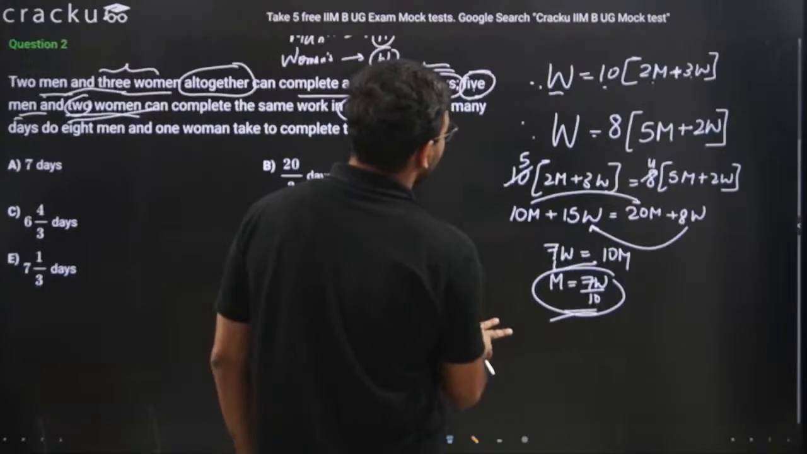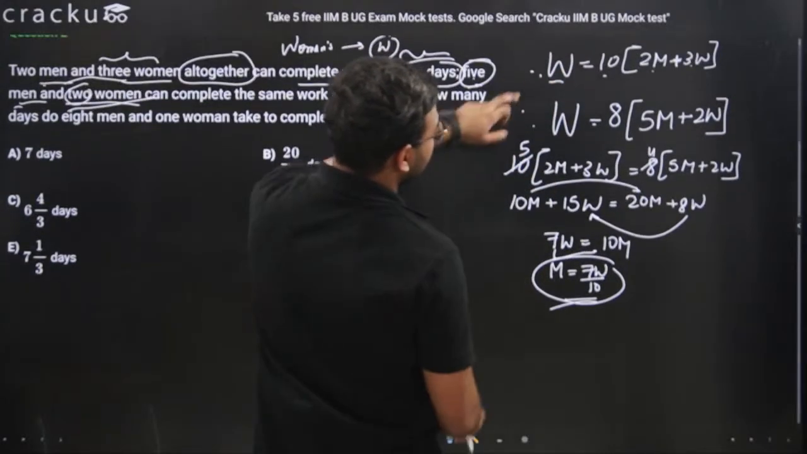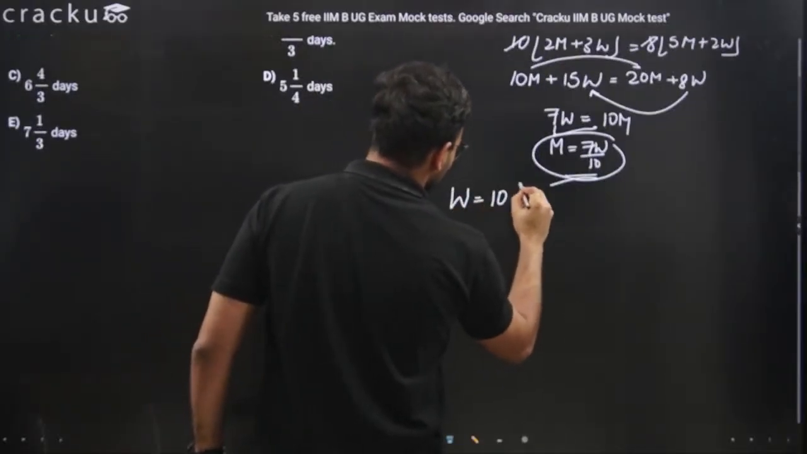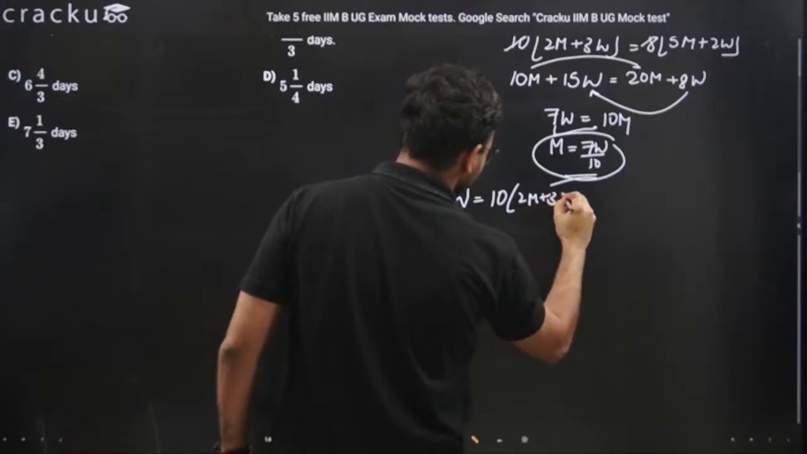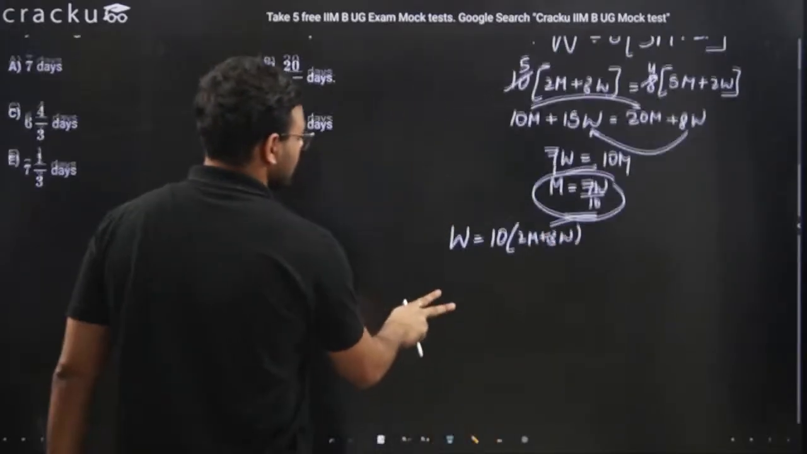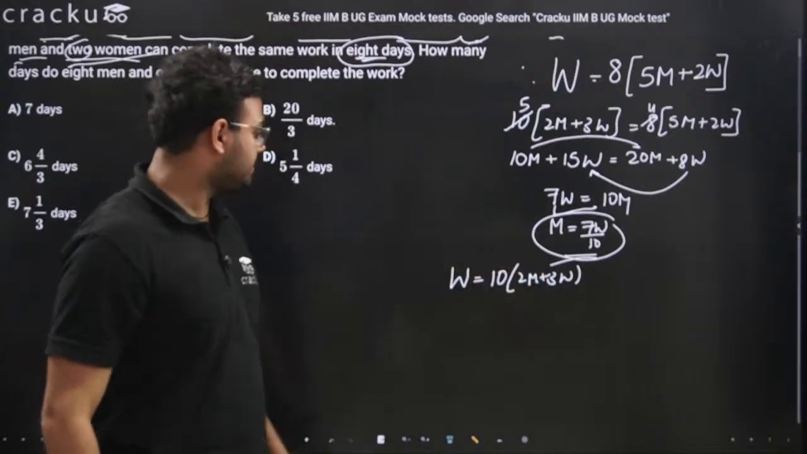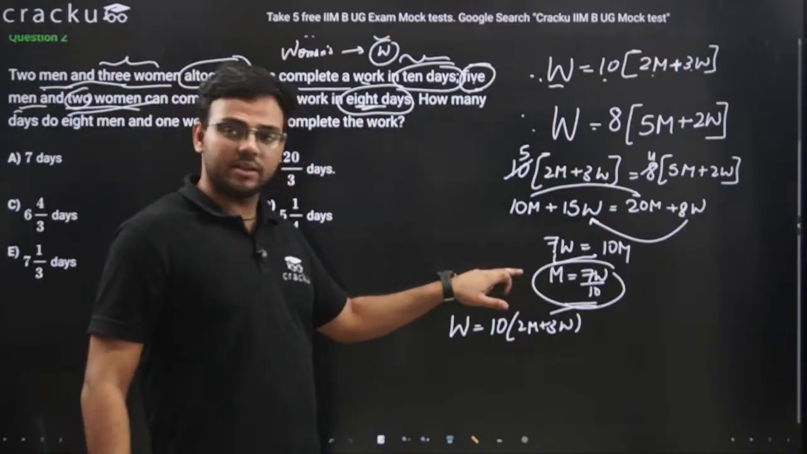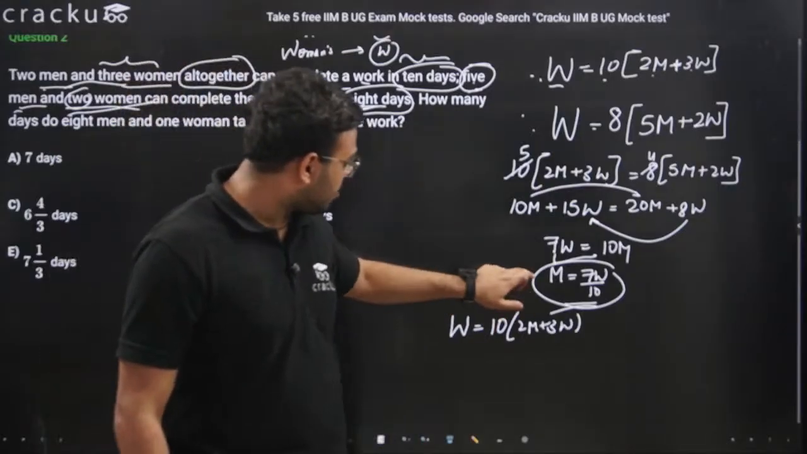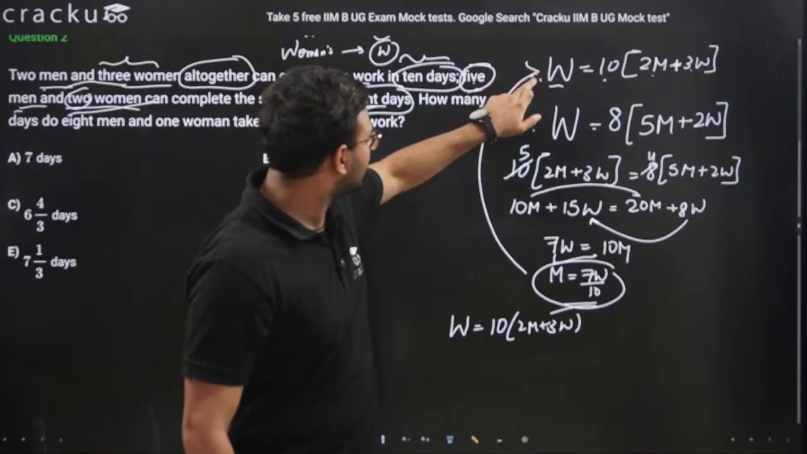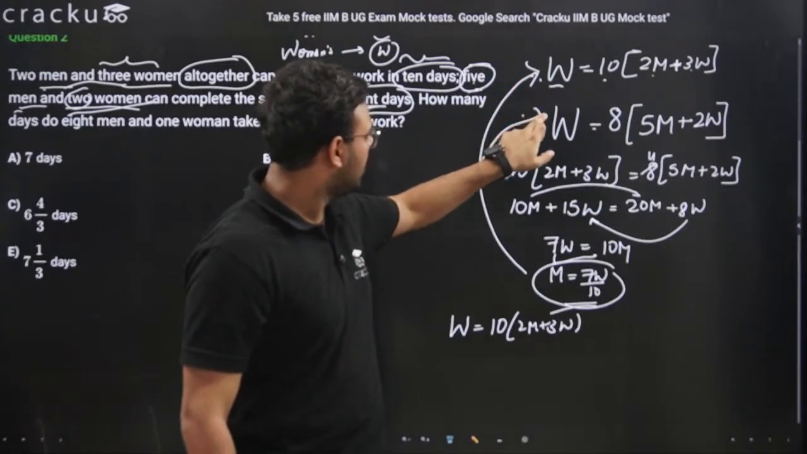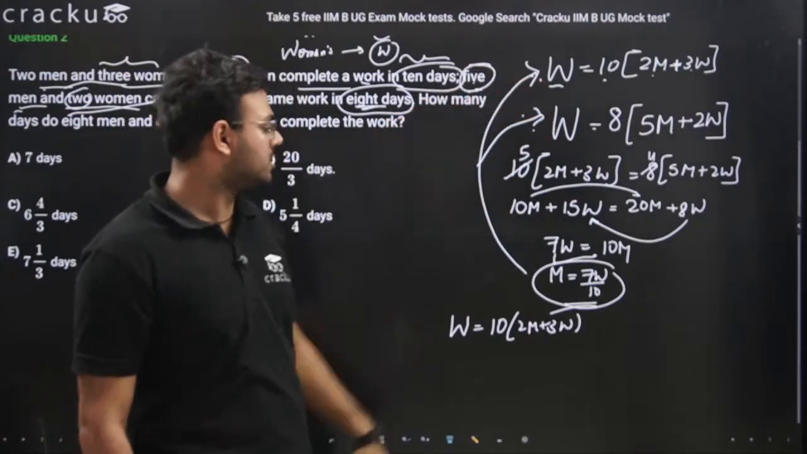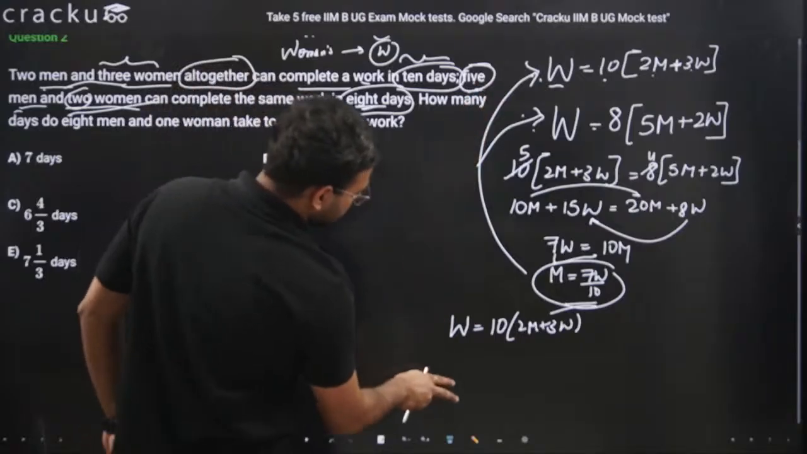Now we assume the total work, that is the work done, is 10 into 2m plus 3w. So m is equal to 7w by 10. Now this m is equal to 7w by 10, you can substitute either in this equation or in this equation. It's up to you. The value will be the same because both of them equal w, so the value from both of the equations will be the same. So I'm putting it in the first equation.